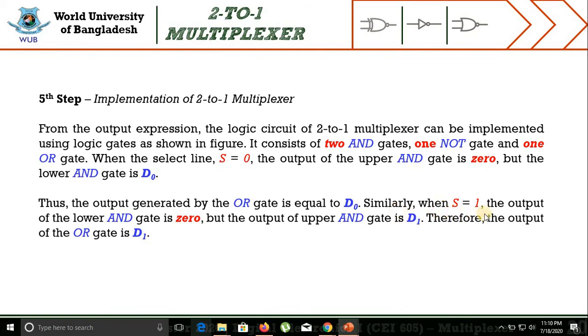Similarly, when S is equal to 1, the output of the lower AND gate is 0, but the output of the upper gate is D1. Therefore, the output of the OR gate is D1.